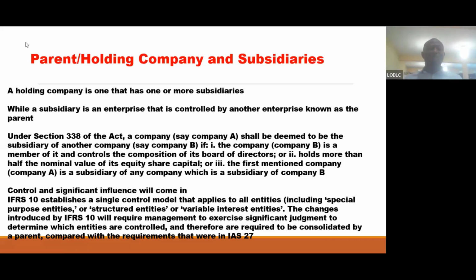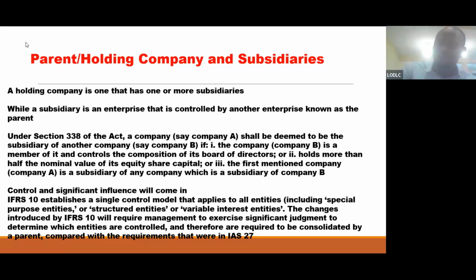Under section 338 of the Act, a company, let's say company A, shall be deemed to be the subsidiary of another company, say company B, if one, company B is a member of it and controls the composition of its board of directors. Or two, it holds more than half the nominal value of its equity share capital. Or three, the first mentioned company, company A, is a subsidiary of any company which is a subsidiary of company B.